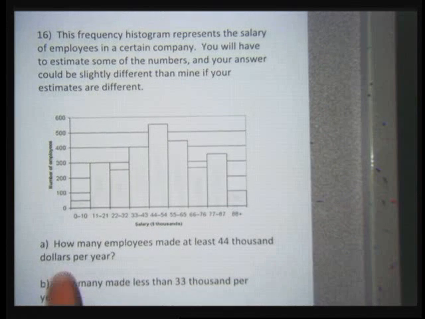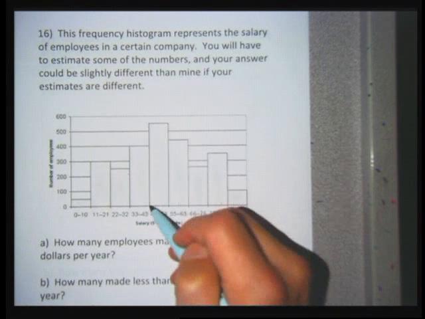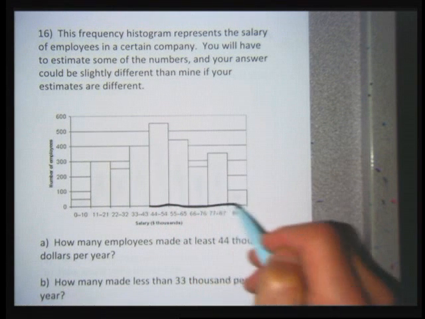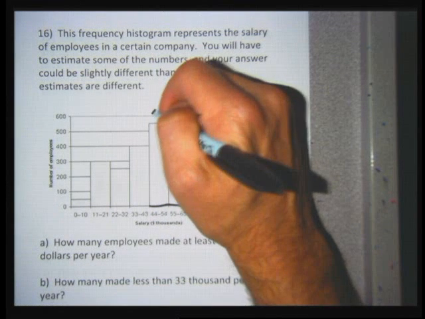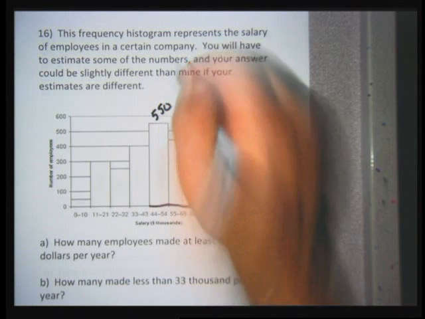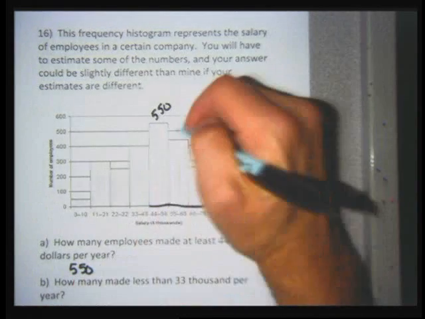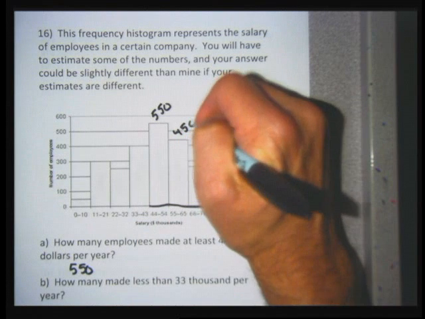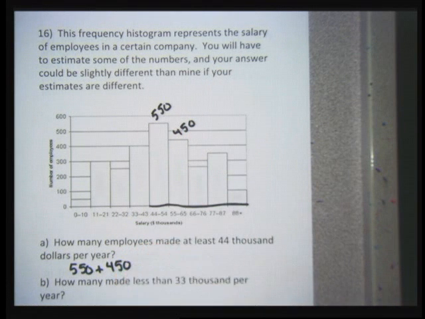So, question A, how many employees made at least $44,000 per year? That's going to be all these employees. Employees that are represented by these bars make that for a salary. So I need to find out how many employees this represents. This bar represents 550 employees, so they need to be counted. This bar represents 450 employees. They also need to be counted. I'm going to add those to the 550 that have to be counted.